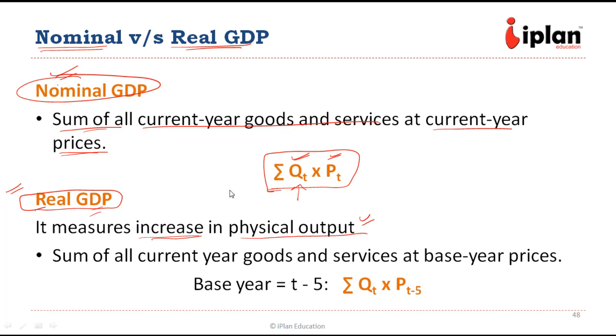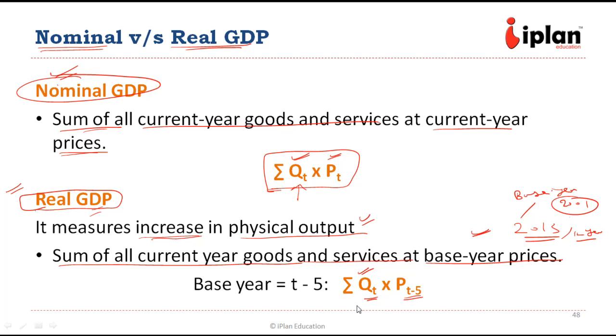Here we are using the sum of all current year's goods and services at base year prices. So we have a base year price. For example, in 2013, we might have the base year as 2001. So we will use the quantity of today, but the price of the base year in the past. For example, if it is in this case 12 years old, it could be even 5 years old. If the base year is 5 years old, we are going to use the price of that year. So whatever is the price at base year, that should be used. The quantity should be current quantity.